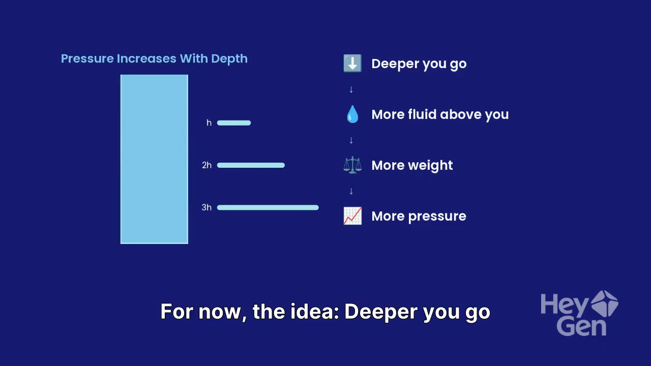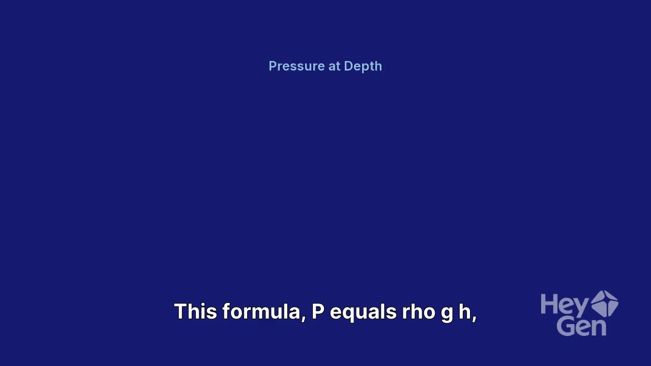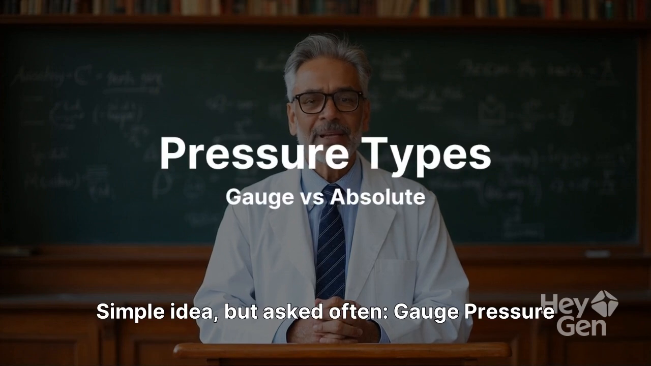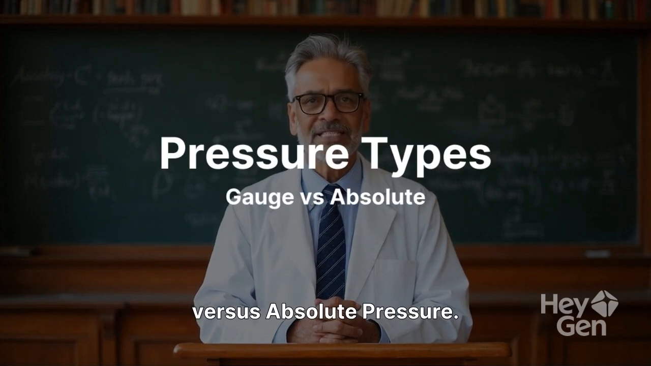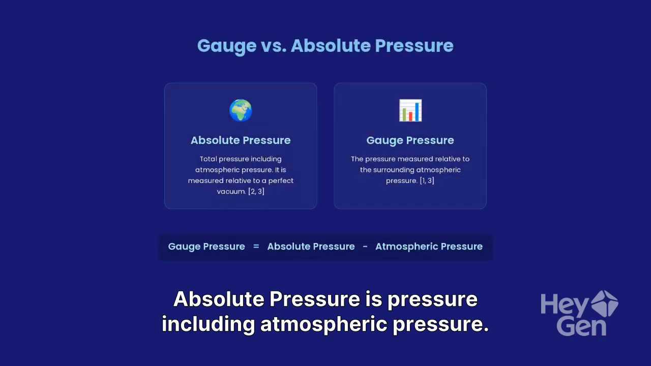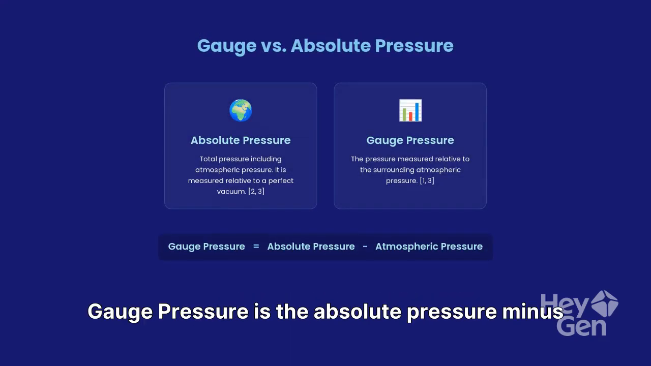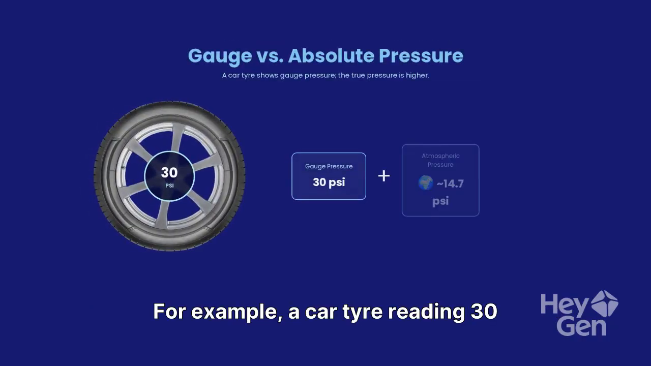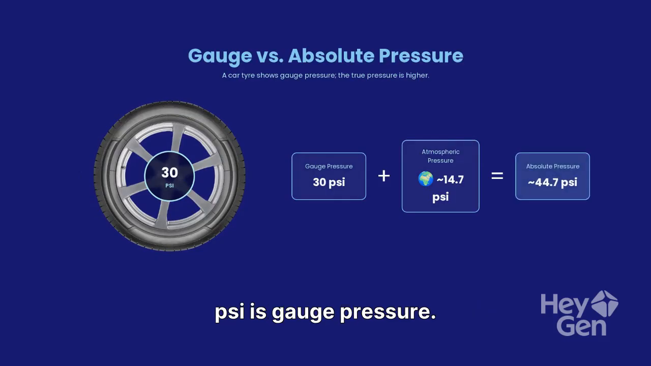For now, the idea: the deeper you go, the more fluid above you, more weight, more pressure. This formula, P equals rho g h, is the backbone of many questions. Simple idea, but asked often: gauge pressure versus absolute pressure. Absolute pressure is pressure including atmospheric pressure. Gauge pressure is the absolute pressure minus the atmospheric pressure. For example, a car tire reading 30 psi is gauge pressure. The actual pressure inside is 30 psi plus atmospheric pressure.